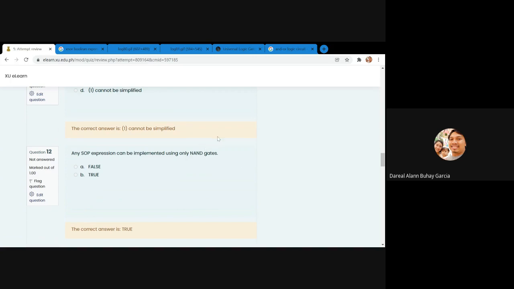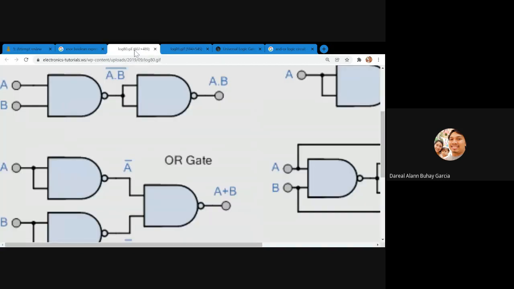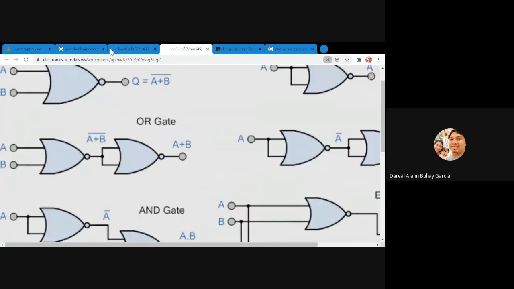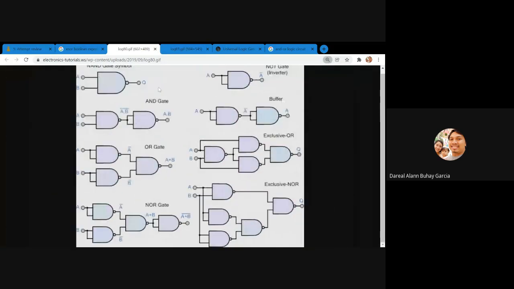Di ba naka-activity ko sa inyo before? Implement this and that using only NAND gates.